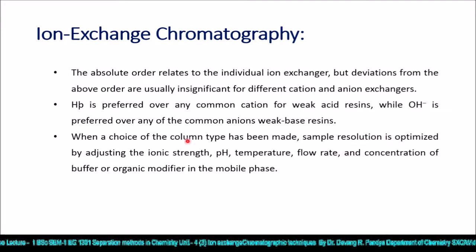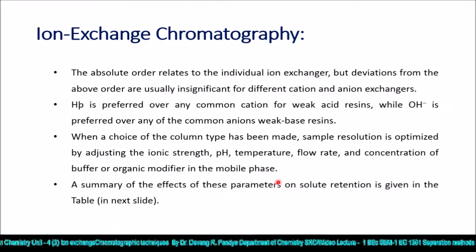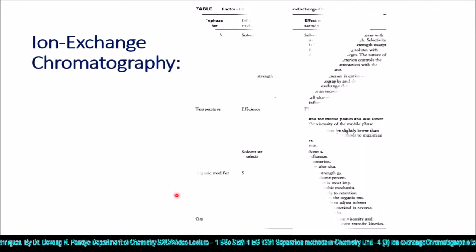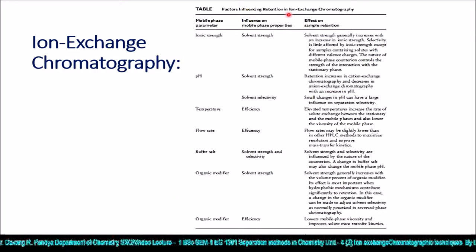When a choice of the column type has been made, sample resolution is optimized by adjusting the ionic strength, pH, temperature, flow rate, and concentration of buffer or organic modifier in the mobile phase. A summary of the effect of these parameters on solute retention is given in the table in this next slide. There you can see the factors influencing retention in ion exchange chromatography. Here are the mobile phase parameters: ionic strength, pH, temperature, flow rate, buffer salt, and organic modifier.